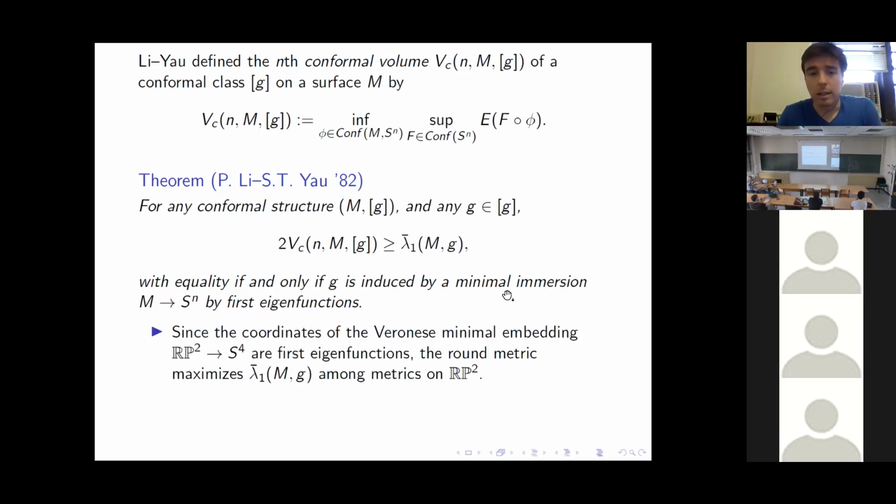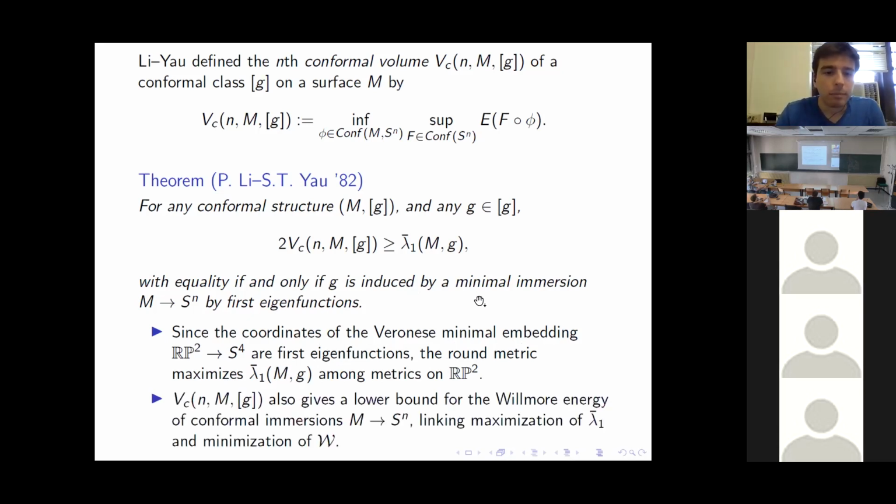And so an immediate consequence of this was, well, it's not hard to see that this canonical Veronese minimal embedding of RP2 into S4 is mapped by first eigenfunctions of the round metric on RP2. So by the Li–Yau theorem, we see that in fact the round metric on RP2 is also going to maximize the normalized first eigenvalue among all other metrics. Okay.